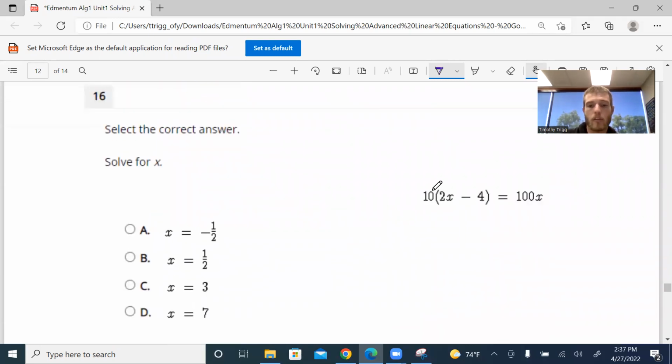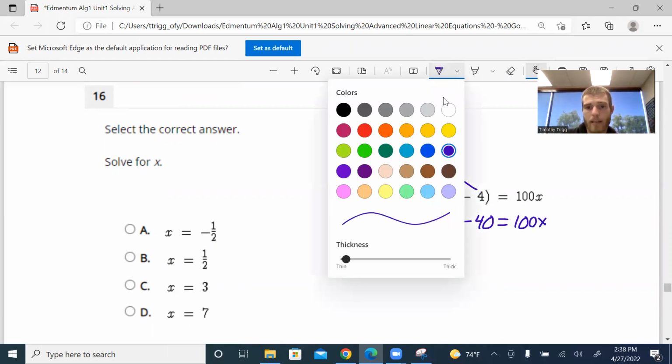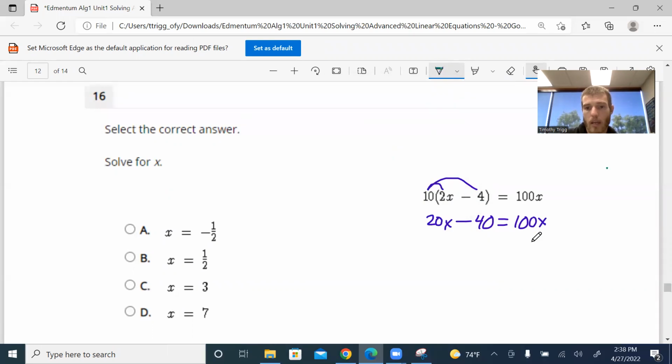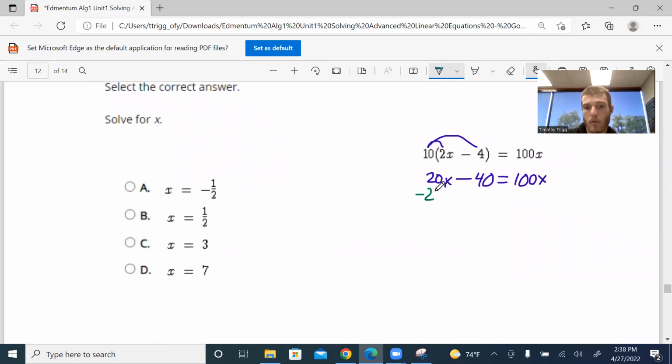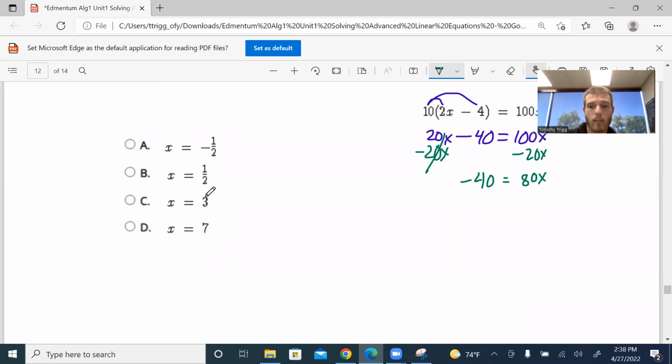All right, for this one here, the first step would be to distribute this 10, giving us 20x minus 40 equals 100x. For my next step, I think what I would do is go ahead and subtract 20x from both sides of the equation, giving us negative 40 on the left equals positive 80x on the right. Go ahead and solve it from there. It's one of these answers.